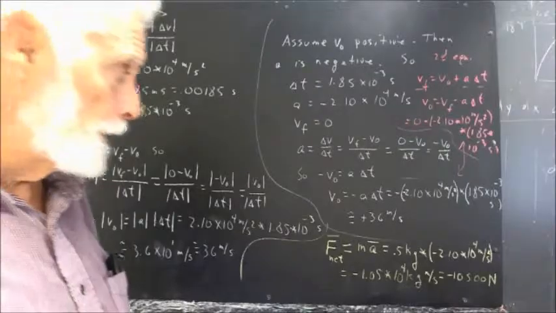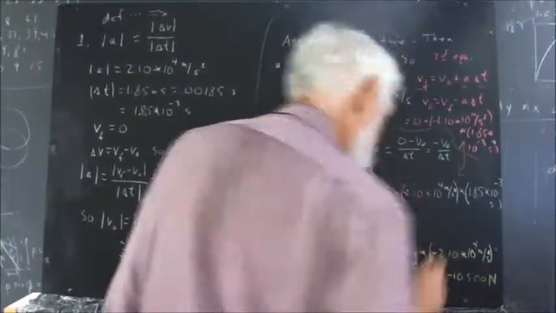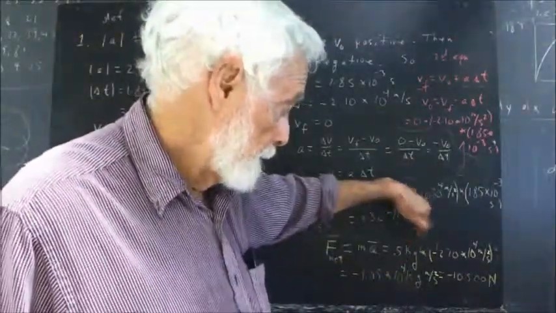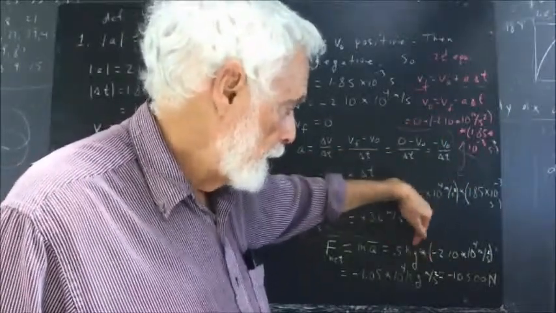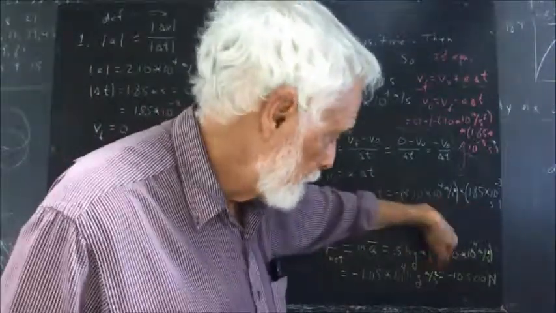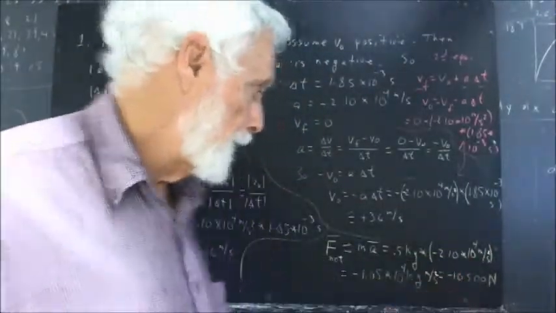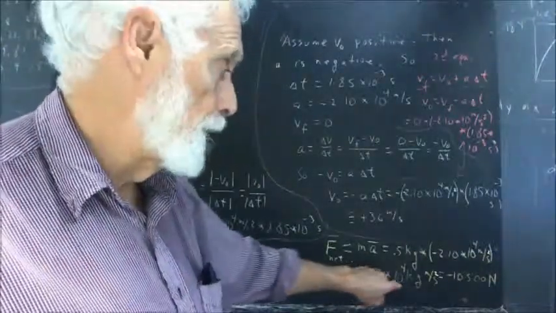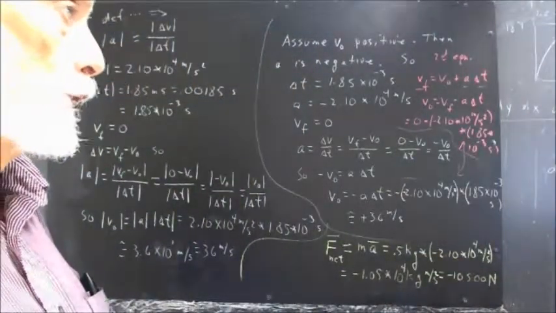So we end up then multiplying the 0.5 kilograms by the negative 2.10 times 10 to the fourth meters per second squared. And this second also has to be squared. We get negative 1.05 from multiplying half of 2.10 is 1.05, 10 to the fourth, and it's going to have units of kilograms times meters per second squared, and a kilogram times a meter per second squared is a newton, so we have negative 10,500 newtons, which is, of course, 1.05 times 10 to the fourth, 1.05 times 10,000, which is 10,500 newtons in this case.